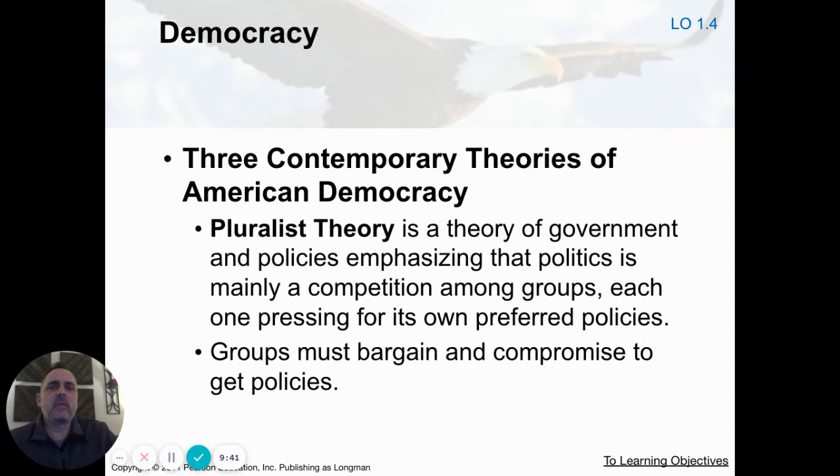It's the theory where people are very optimistic. They believe that government and policy emphasize that politics is mainly a competition among groups. You have these different groups fighting for different things, each one pressing for its own preferred policies. But here's the good thing. Because there are groups on each side of these issues, the groups are going to have to work on a compromise with each other. They're going to have to bargain. There's going to have to be some give and take. And then they're going to come up with a policy that's going to be fair to both sides. Even though it may not be exactly what each side wants, it's going to be fair. That's a pretty optimistic way of looking at it.